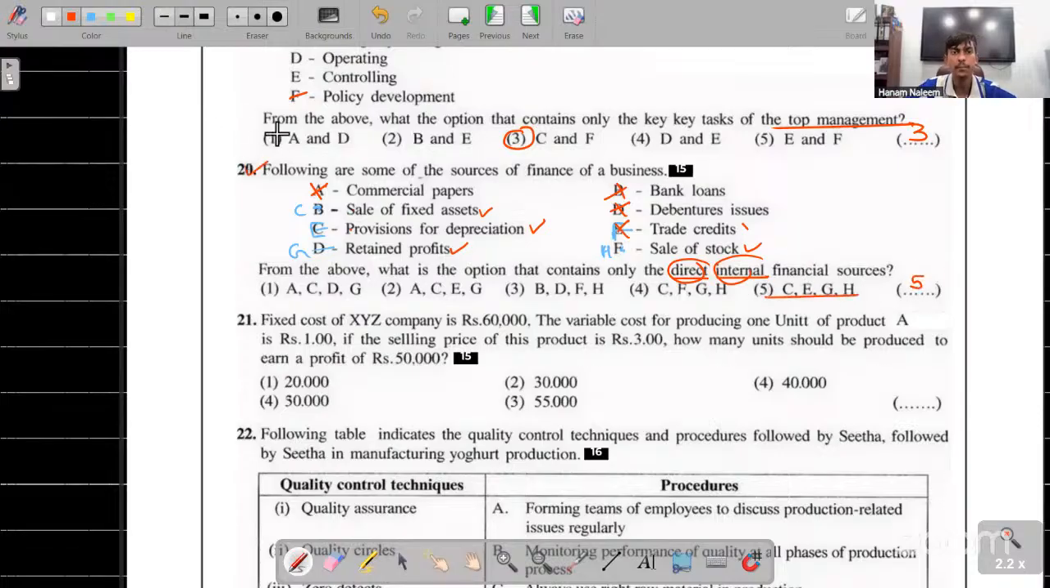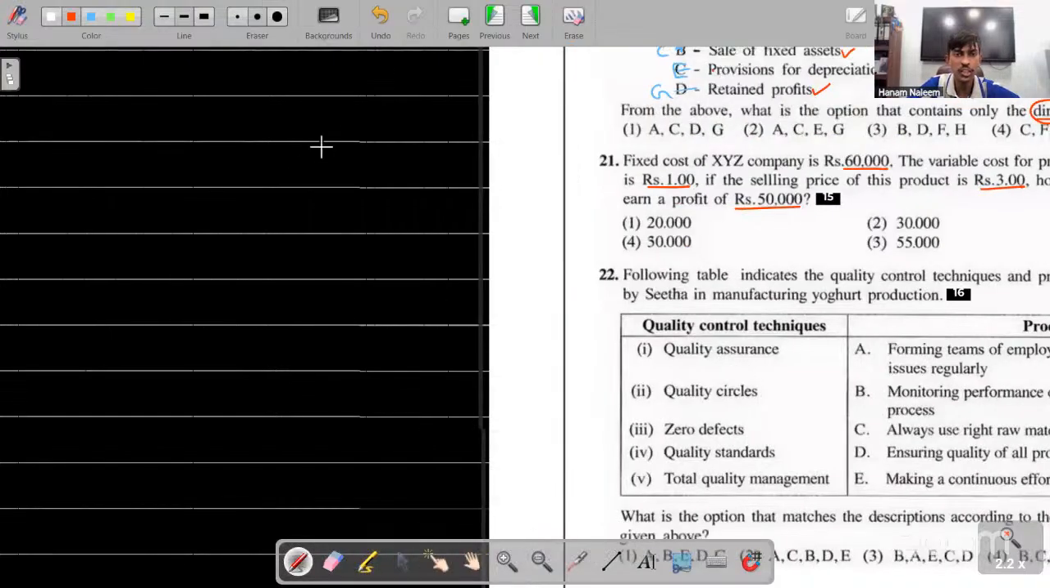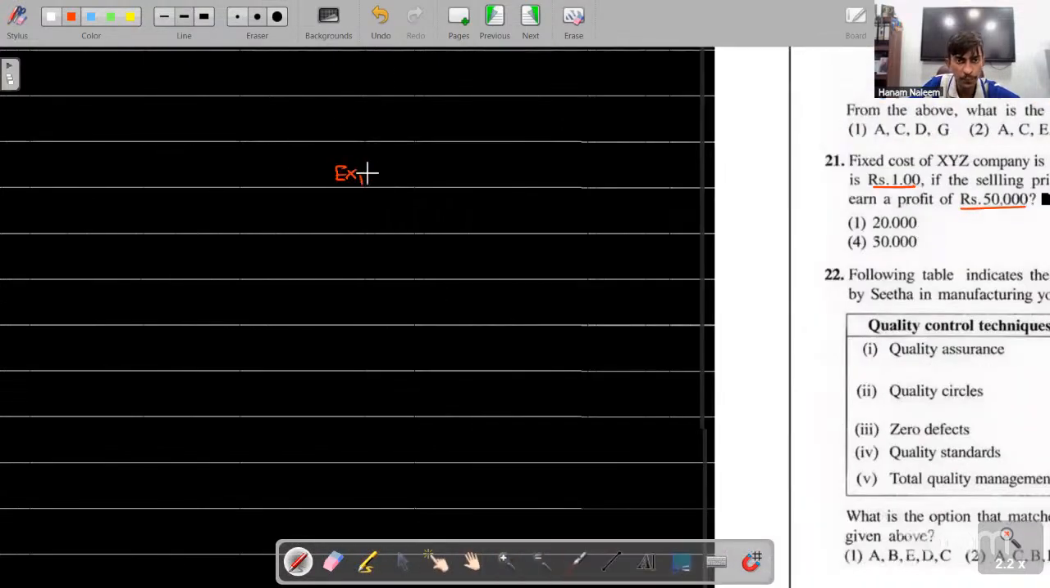Okay. Then question number 21. Fixed cost of XYZ company is 60,000. The variable cost of producing a unit of product A is 1 rupee and the selling price of the product is 3 rupee. How many units should be produced to earn a profit of 50,000? So here the question is, we say expected profit. That means they have given you an expected profit. So we have to find the expected units. So how many units we have to sell to earn that expected profit?